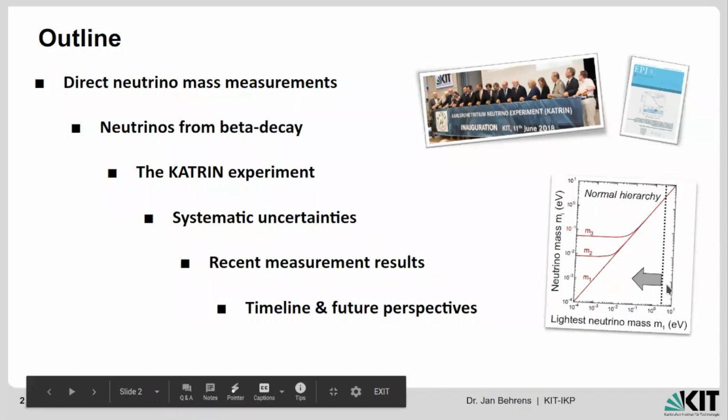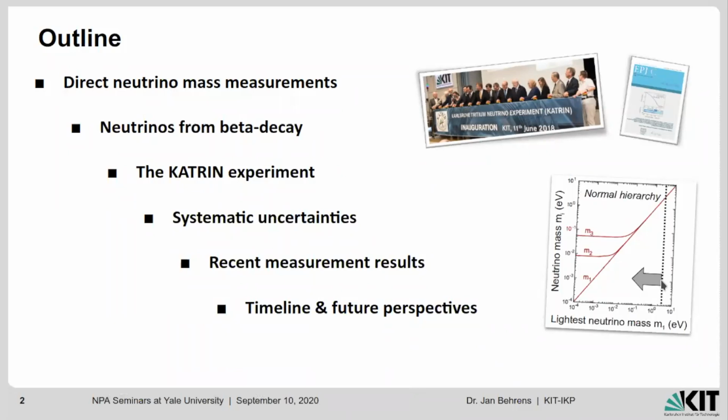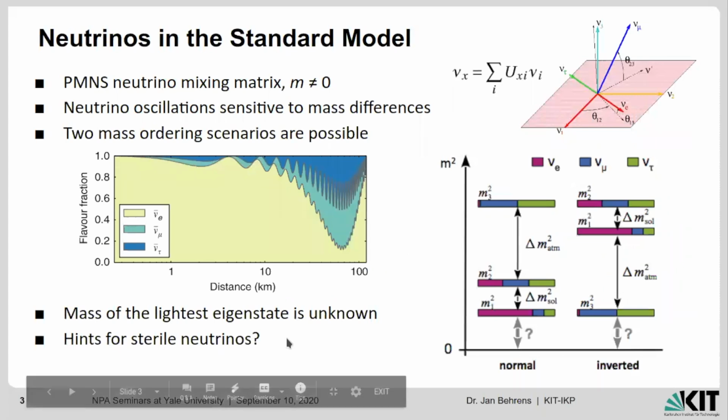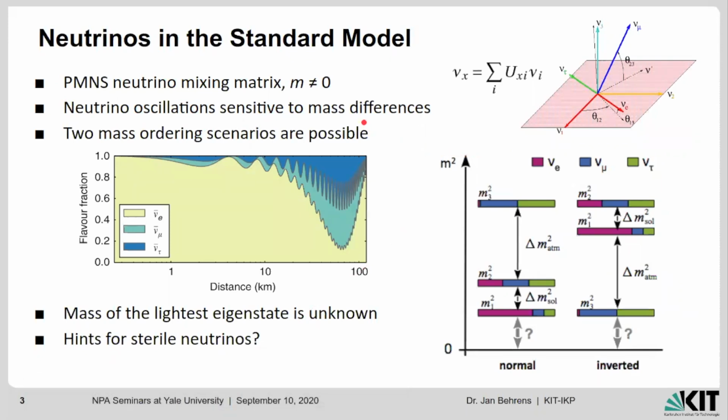The goal of KATRIN is to measure the neutrino mass. The best upper limits before KATRIN were about 2 eV, and the goal is to push it down by 1 order of magnitude, therefore informing the standard model of physics. And to give some background of neutrino theory, let's start with the standard model of particle physics.